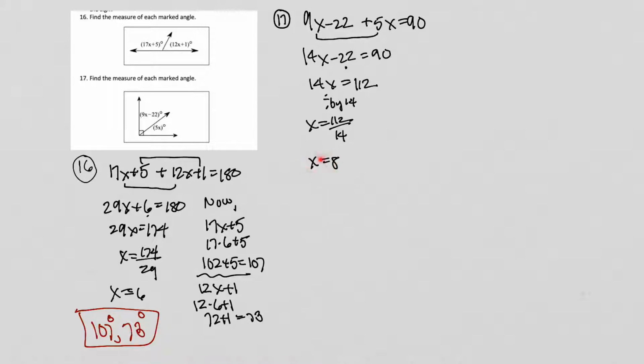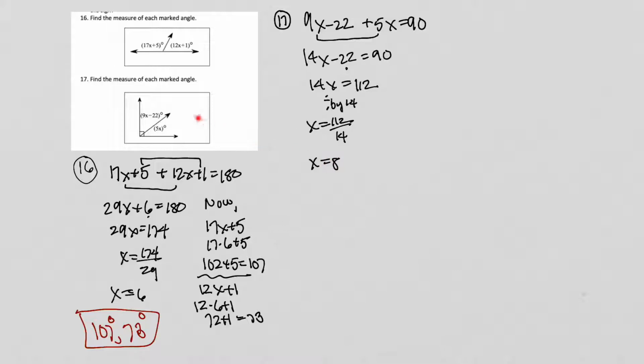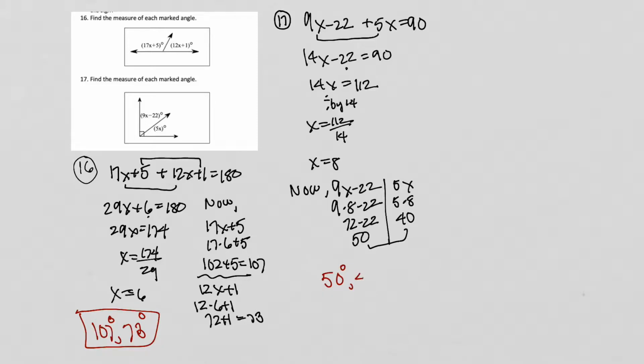Now be careful, again, that's not the answer. We need to put that 8 into here, that x, and into this x. So let's put 8 into x here, and then we'll put 8 into x here. So let's try that. 9x minus 22 is going to be 9 times 8 minus 22. 72 minus 22, well that's 50. I can do that one. And also 5x, that's going to be 5 times 8. That's 40. And sure enough, 50 and 40 add up to 90. I think we're good. So these two angles are going to be 50 degrees and 40 degrees.